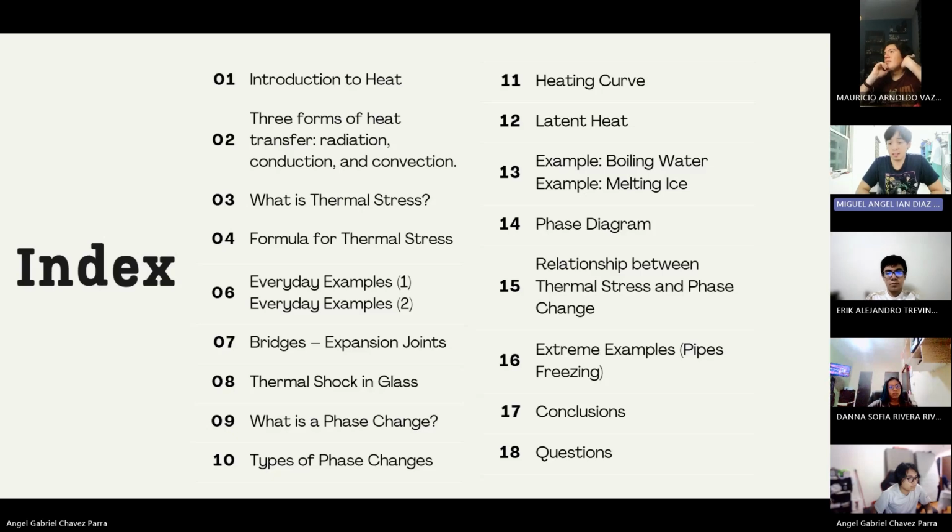What is thermal stress? Formula of thermal stress, everyday examples: bridges, expansion joints, thermal shocks in glass. What is a phase change? Types of phase changes: heating core, latent heat, example boiling water, example melting ice, phase diagram, relationship between thermal stress and phase change, extreme examples, pipes freezing, conclusion and questions.